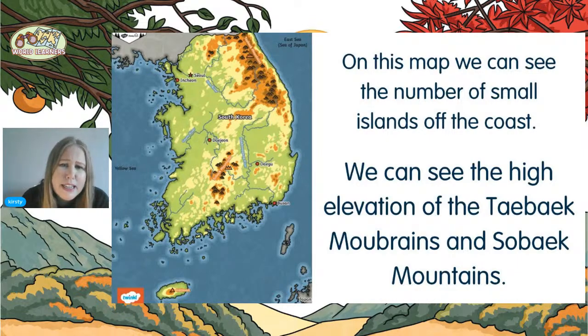And we can see the high elevation of the Taebaek Mountains and the Sobaek Mountains. I should say mountains, not moo brains. Apologies for my terrible typo there. That's a disastrous one, isn't it? So what type of map is this? Well, it's showing us that elevation. So although it's got a few places pinpointed, it's more of a physical map, isn't it, than a political one.